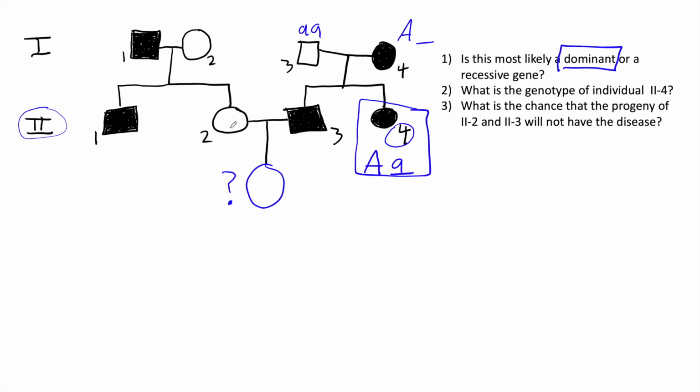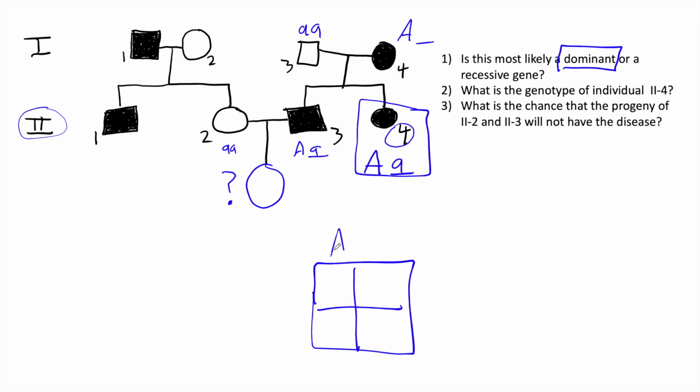Okay, so she's not filled in, individual 2,2. So that means she does not have the disease, so she's two little a's. He is filled in, big A dash. His dad had to give him something. All his dad has is two little a's, so he's big A, little a. Okay, so to figure out what their kids are going to be, you do a Punnett square. So the dad is big A, little a, this one here. The mom, two little a's. Possible kids: big A, little a, big A, little a, little a, little a, little a, little a.